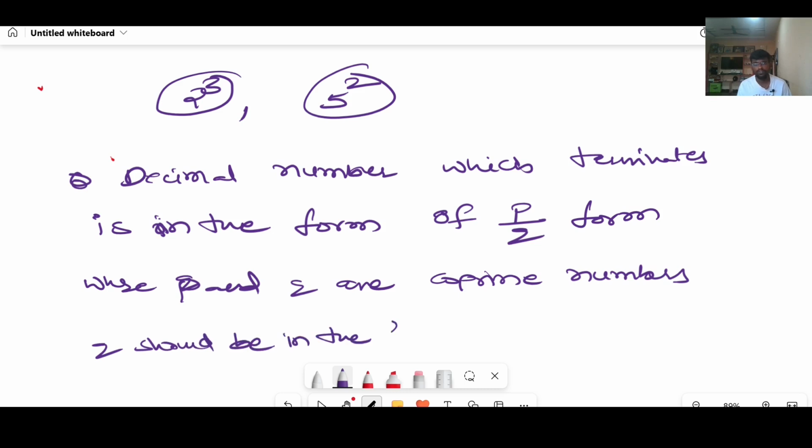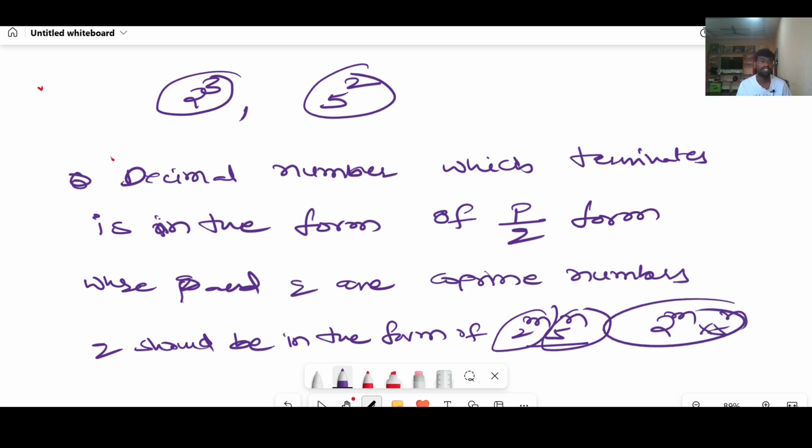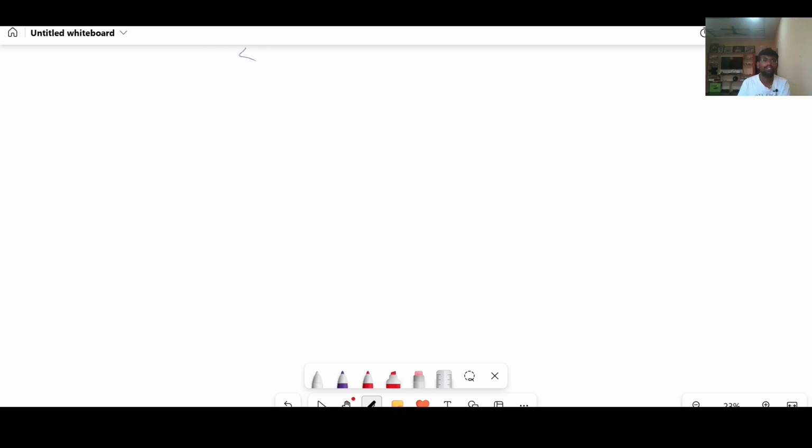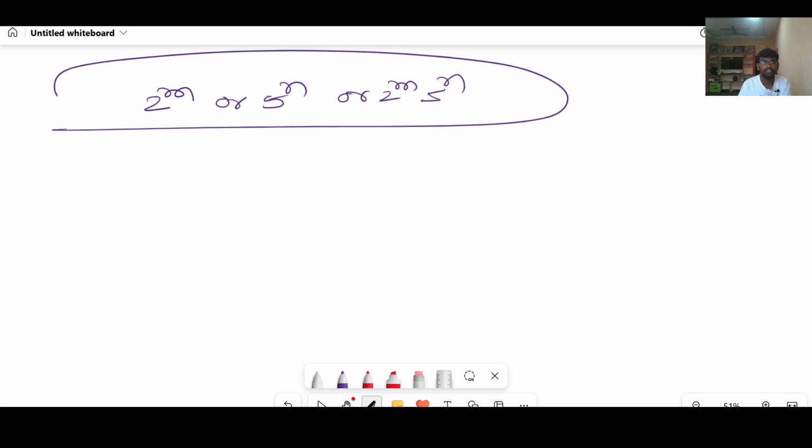in the form of 2 power m, 5 power n, right? It can be in the form of 2 power m or 5 power n or 2 power m into 5 power n to get a terminating decimal. That means I can conclude that the terminating decimals are in the fractional form with a denominator of 2 power m or 5 power n or 2 power m into 5 power n, right?